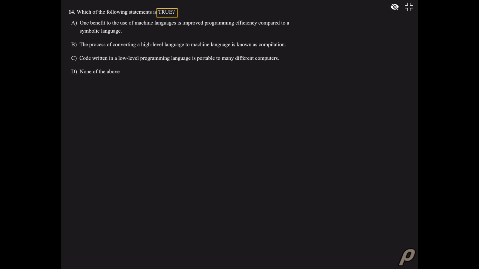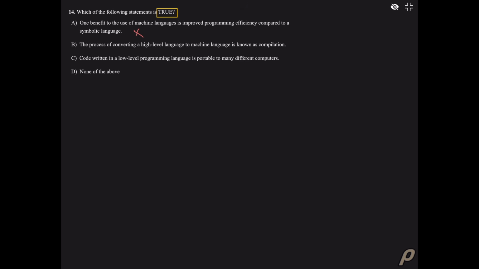So we do know that this is indeed false, as machine languages do not improve programming efficiency, as they are much harder to use and they use a lot more code than a symbolic language like C. And since C ends up getting compiled down into assembly, they pretty much have the same productive efficiency in the end anyways. Okay, so next, B.